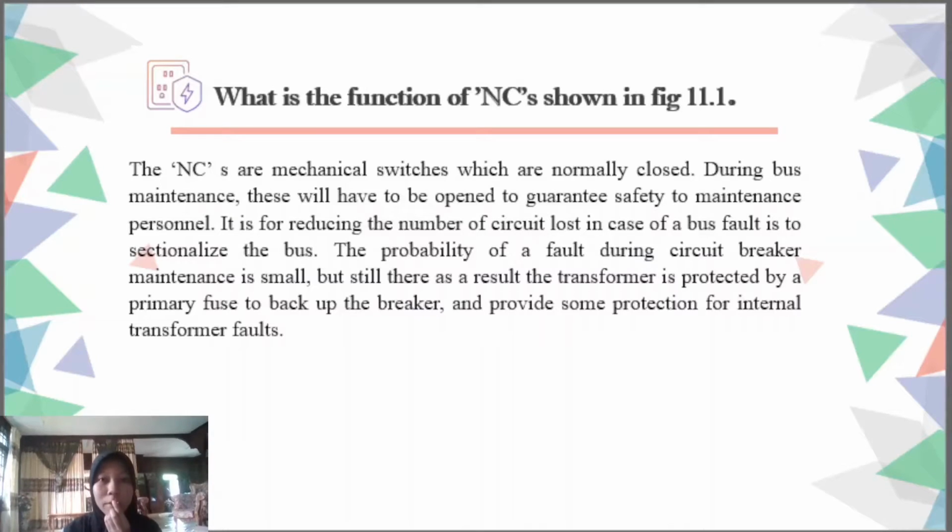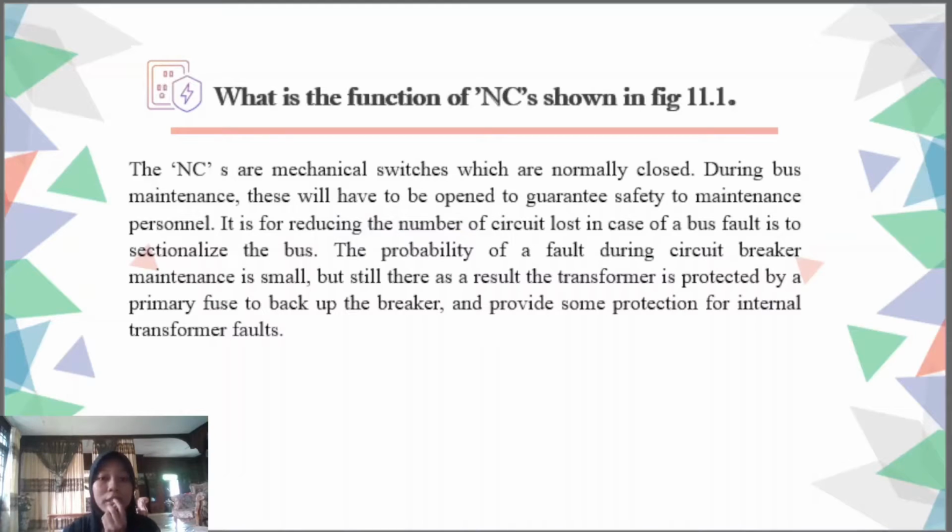My name is Nur Afrina binti Hasramani, metric number DE100179. I will do the first question: what is the function of NC, which means normally closed, shown in figure 11.1? The NC are mechanical switches which are normally closed. During bus maintenance, these have to be open to guarantee safety to maintenance personnel.